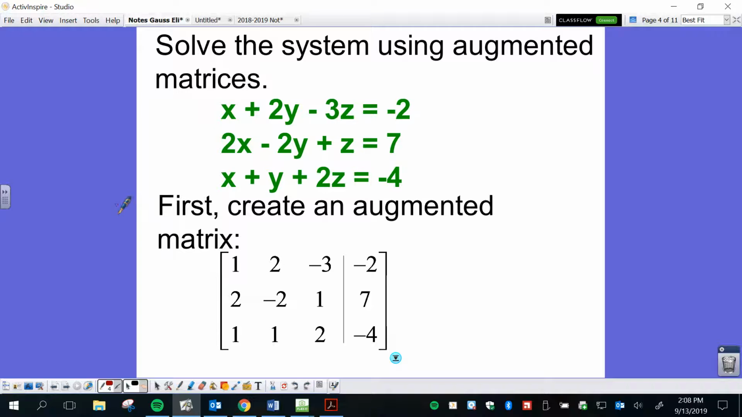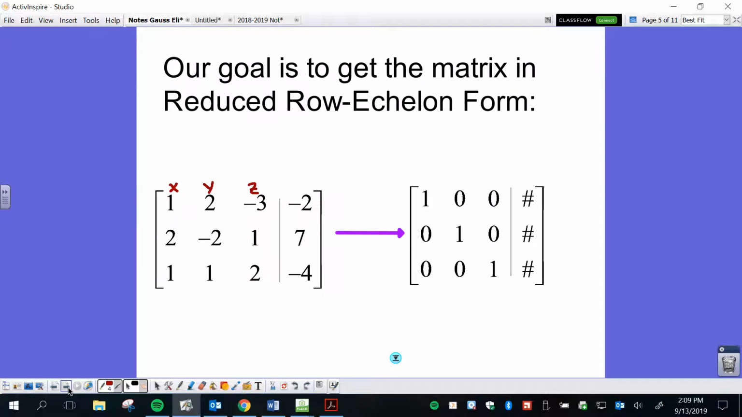This particular kind is called an augmented matrix because see this line here? Can you kind of guess what its function is? Equals. Yeah, it's like the equals sign. It's separating the side that has the variables from the constants.